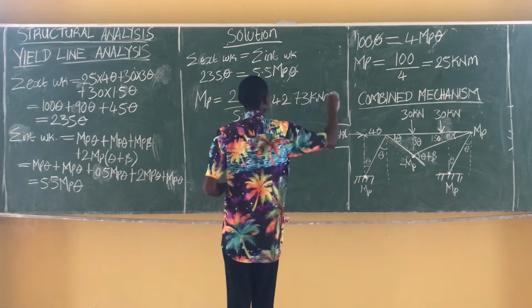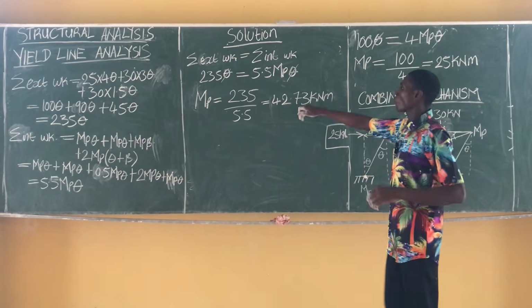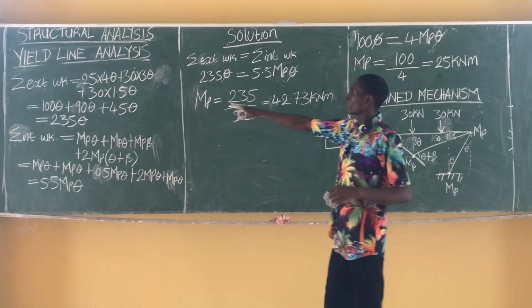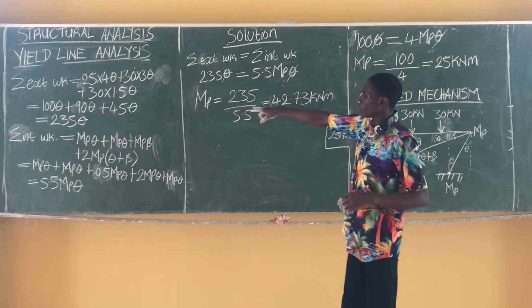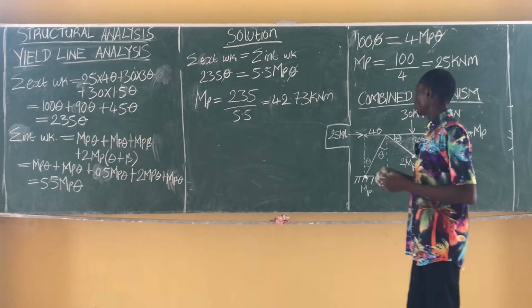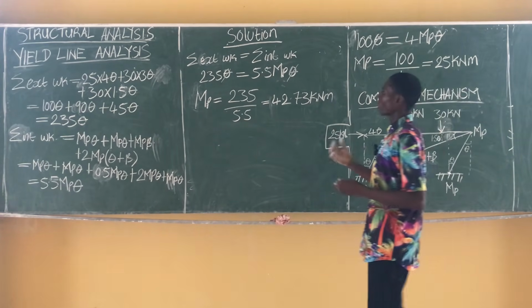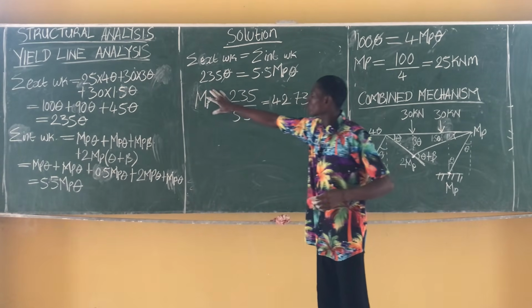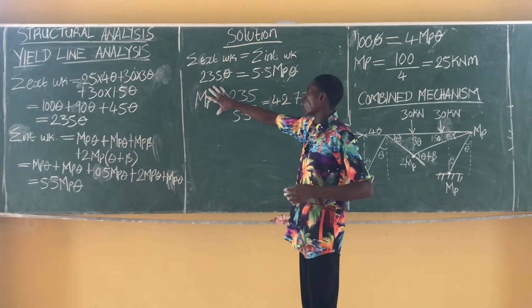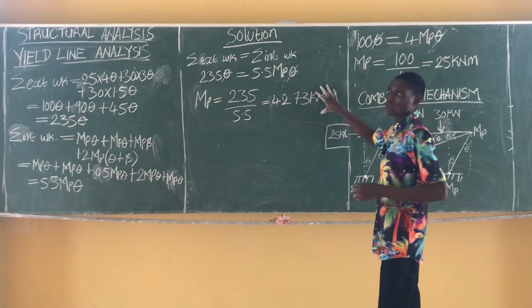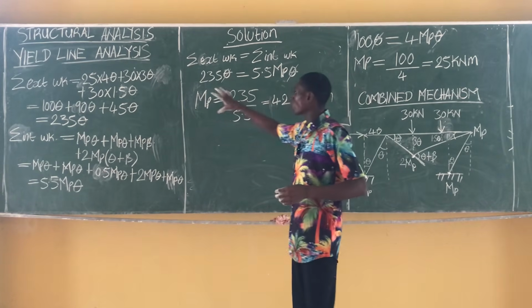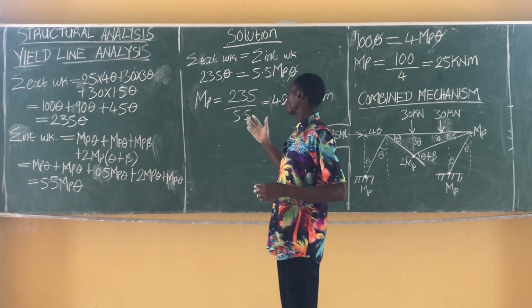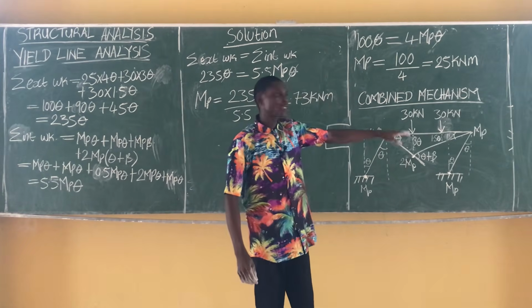kilonewton meters. Now we compare the values of our plastic moment for our sway mechanism, beam mechanism, and our combined mechanism. Which of them do we have higher plastic moment value? It's obviously for our combined mechanism. So this is the plastic moment for our structure. The plastic moment for the structure is always the plastic moment of the combined mechanism.